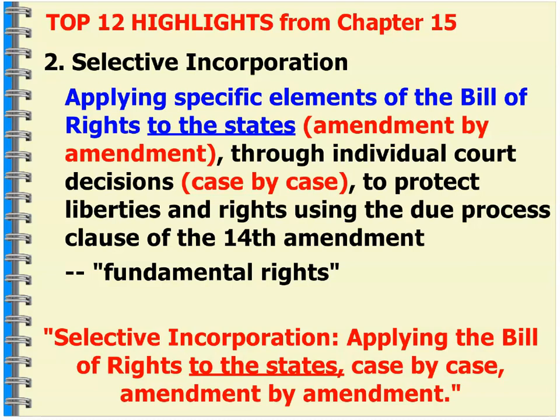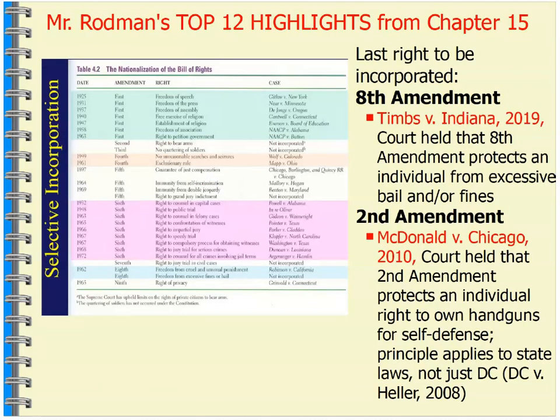Now, selective incorporation, we spent a lot of time talking about this, an important concept that the College Board wants you to know, and that is applying the Bill of Rights to the states, amendment by amendment, case by case. It's applying that particular piece of the amendment to the states. That's a really important point here, because it's selective in that it's picking a particular amendment to be applicable, and it's applying it through a specific case that has been chosen as a result of this particular amendment being selectively incorporated.